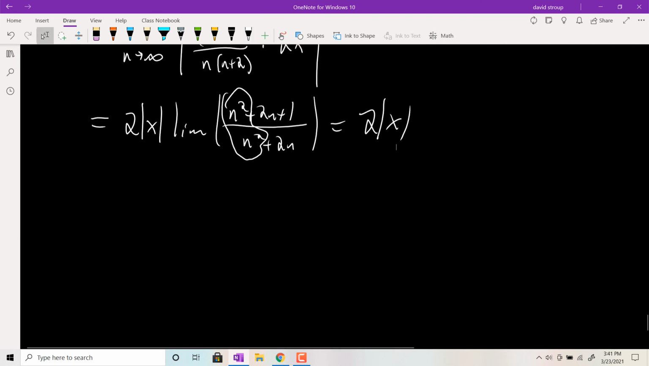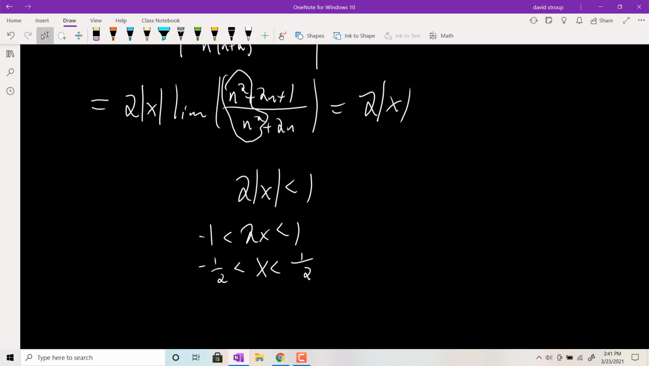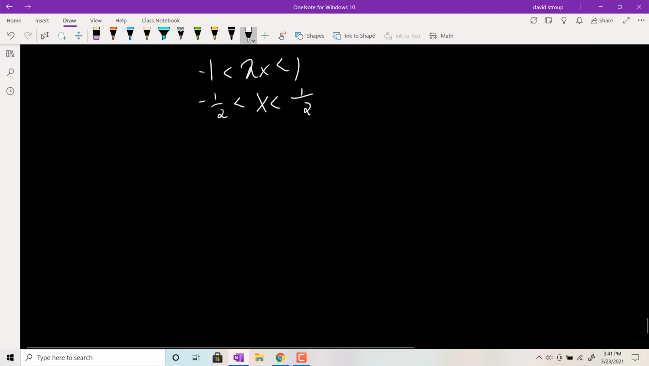Okay, so these things will converge when r is less than 1. In other words, when 2x is less than 1 but greater than -1. In other words, when x is between 1/2 and -1/2. Not done. Okay. I need to check the endpoints. So you need to check x is -1/2.